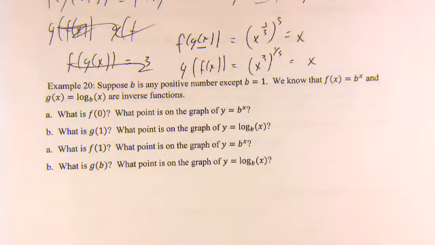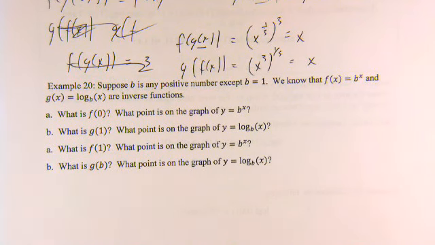So you get a similar thing for exponentials and logarithms. B is any positive number except b equals 1, right? You can't have 1 as your base because 1 to the anything is just 1. So if your base is 1, you have a horizontal line, y equals 1. So f of x equals b to the x and g of x equals log base b of x.